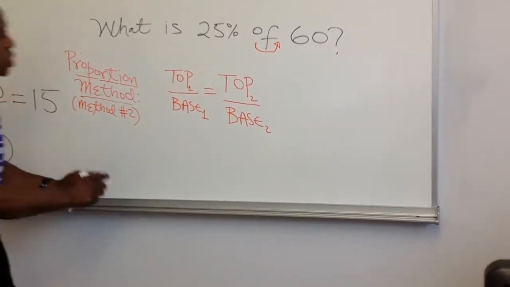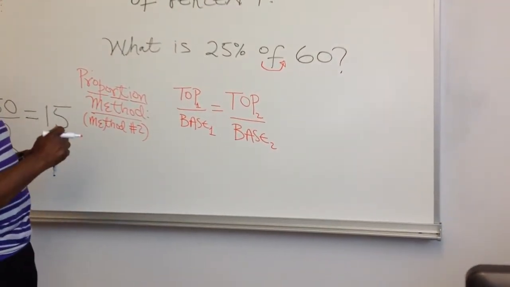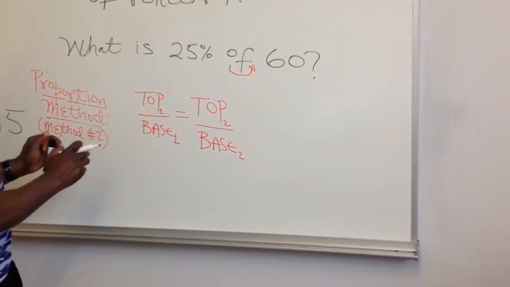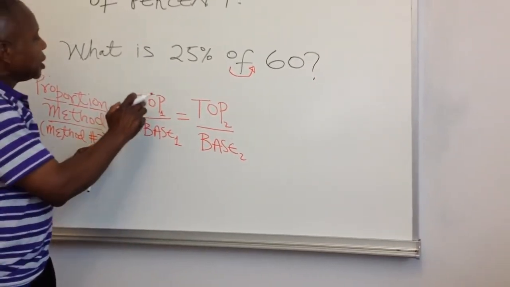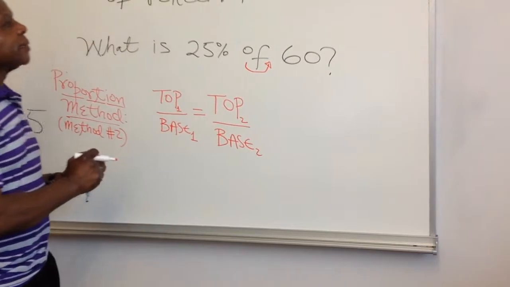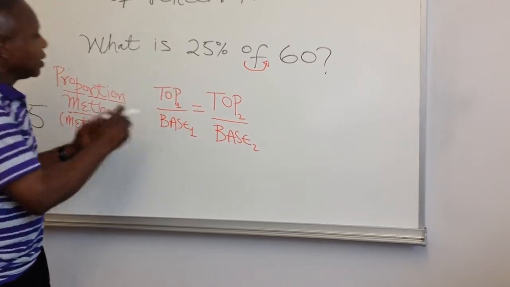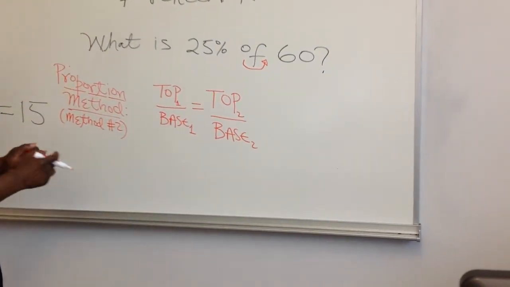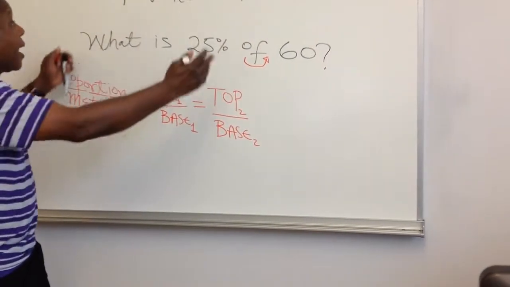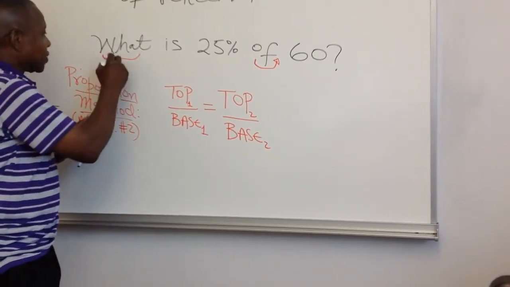Top 1 over base 1 equals top 2 over base 2. In this strategy, we are going to identify the top 1 number and the base 1 number, the top 2 number and the base 2 number, and then take the necessary step after we have done that. So what are the numbers that will represent the top 1, base 1, and top 2, base 2? What are the candidates? They are here already indeed. Notice the what here is still going to be connected to the variable x.